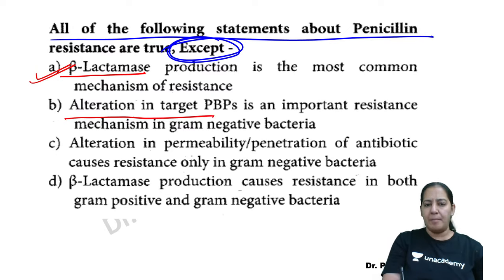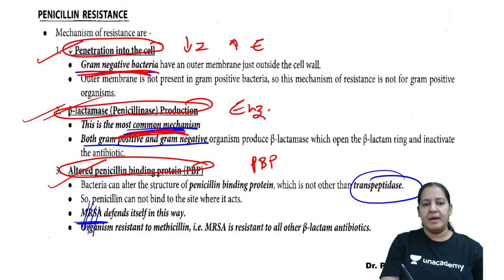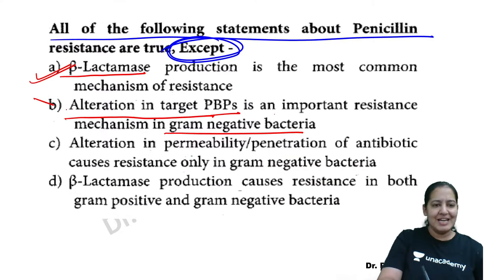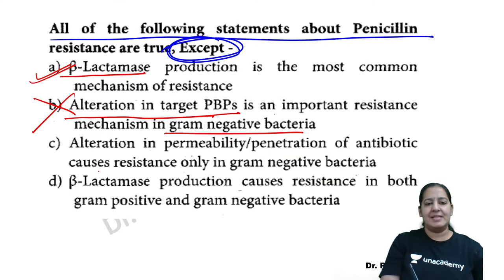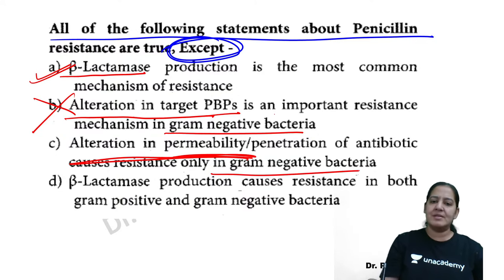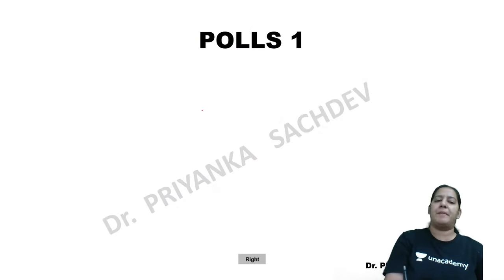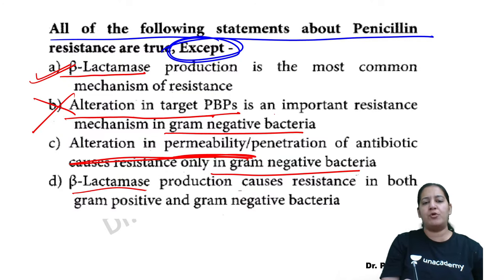Alteration in penicillin binding protein is an important resistance mechanism in gram-negative bacteria. Is it? No, I don't think so. Because in gram negative, the important one is decrease influx and increase efflux. It is not altered PBB. It is not important there. It is important in MRSA. So this statement is wrong. Let's see the third. Alteration in permeability. By alteration in permeability, I mean decrease influx and increase efflux. That is the main way of resistance in gram negative bacteria. This statement is also true. In gram negative, it is the most important mechanism. And last one, beta lactamase production causes resistance in both gram negative and positive.